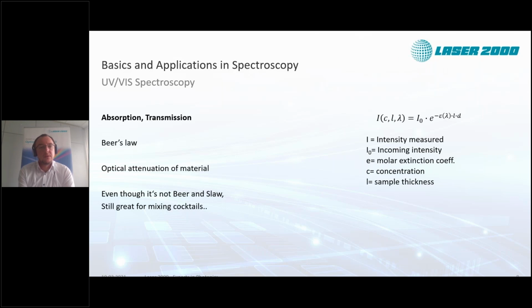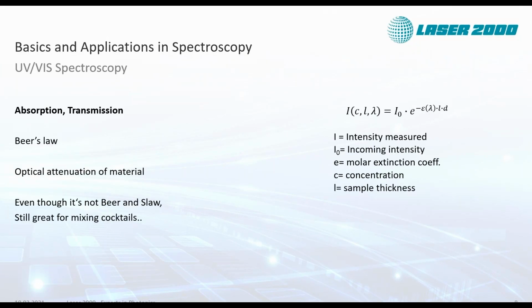When talking about UV and visible spectroscopy, one is mostly confronted with absorption and transmission measurements, and these measurements typically make use of Beer's law. So Beer's law describes, so simplified, the optical attenuation of a material or a sample.